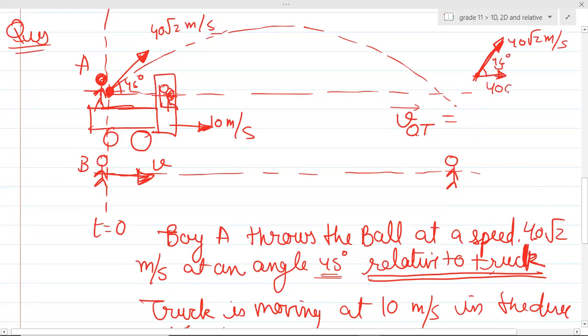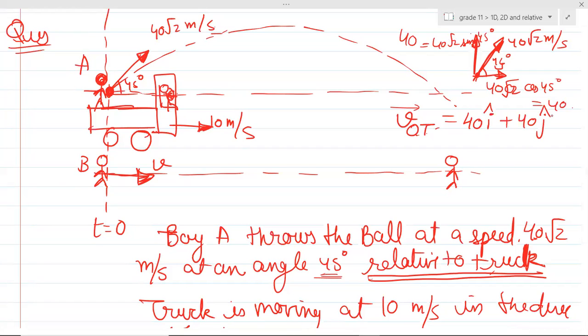So can I say this will be 40 root 2 cos 45 and this will be 40 root 2 sin 45? Yes or no? So when you solve it, will it be 40 in the x direction and 40 in the y direction? Sin 45 is 1 by root 2, so root 2 and root 2 will get cancelled out. So can I write this as 40 i cap plus 40 j cap? Can I write the velocity of the object with respect to the truck as this?